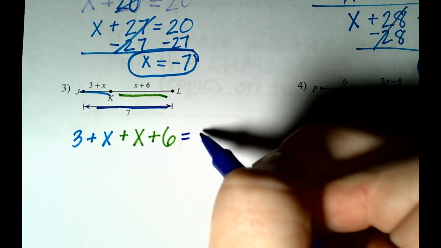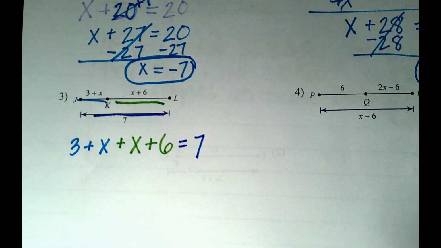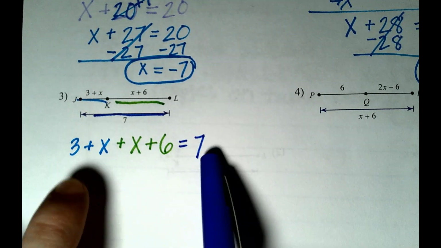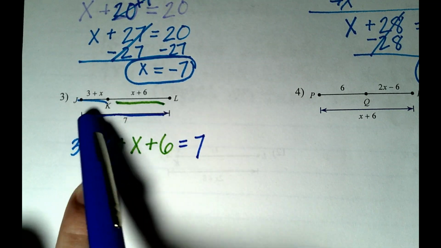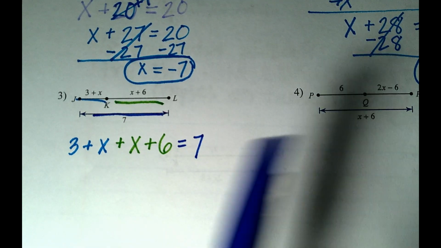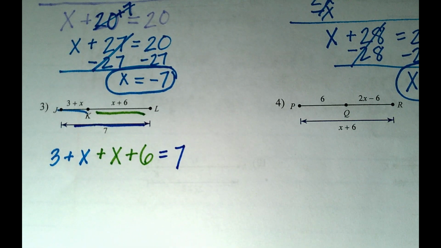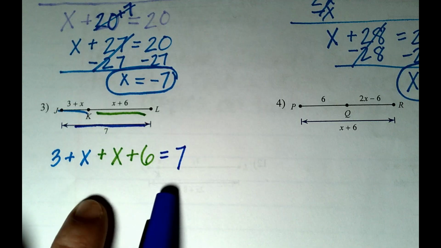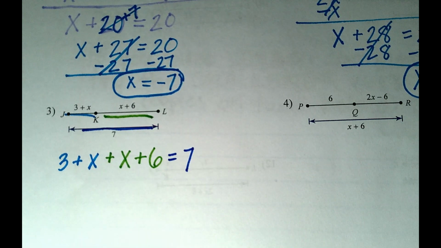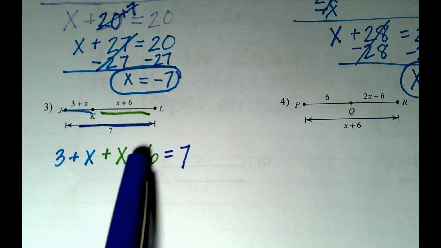Equals 7. Okay, so this one's a little bit different because now we don't have x's on both sides of the equal sign. We just have a regular number without a variable as our total length. I think this one may have thrown a few of you off at first, since the first two were a little different. So how are we going to combine like terms when the terms are on the same side of the equal sign? Yes, we're just going to add these together.